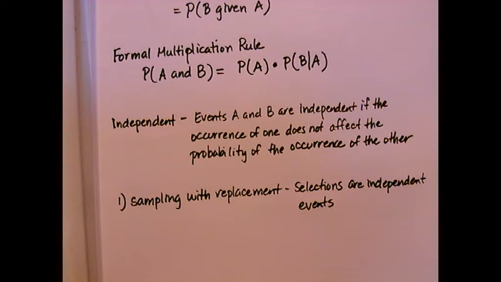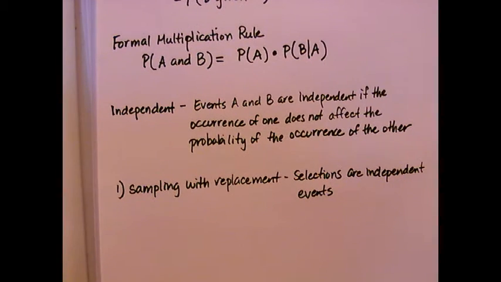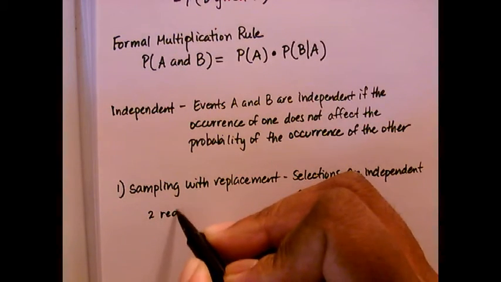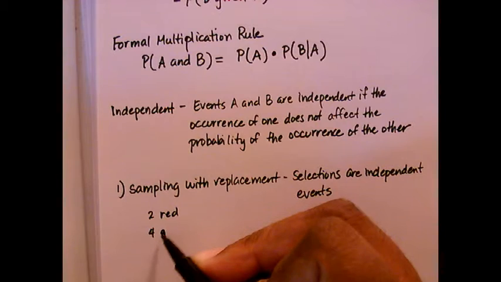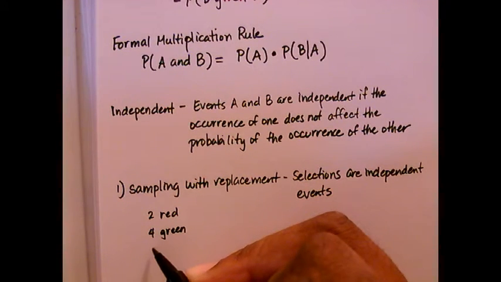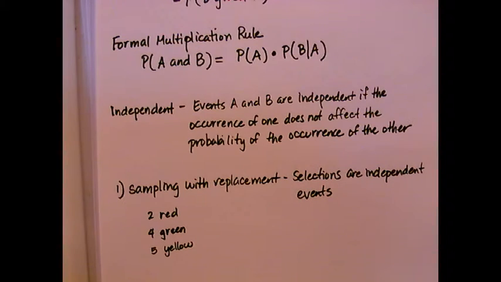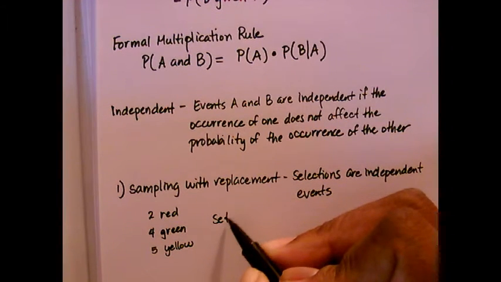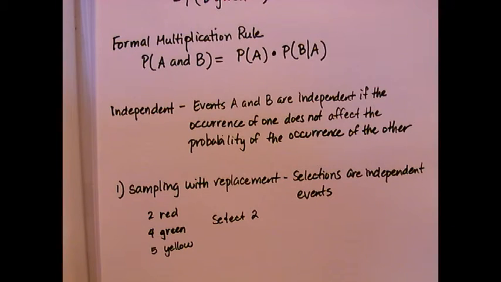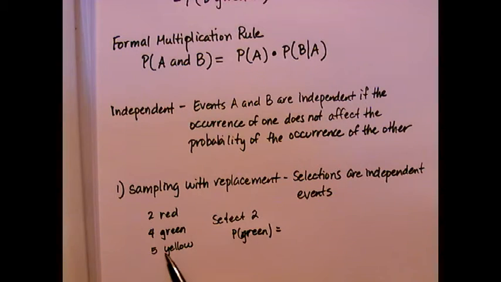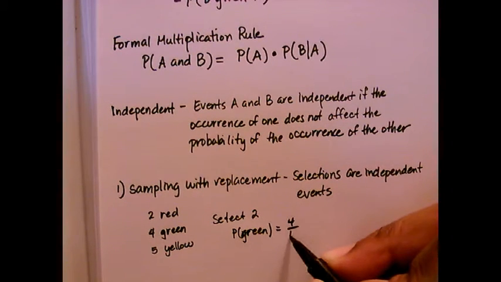Now, what do I mean by sampling with replacement? Okay, let's say I had two red balls, four green balls, and I'll say five yellow balls, and I want to select two balls out of the hat, out of the bag. On the first selection, the probability of selecting a green ball would be, in this case, 4 out of 11.